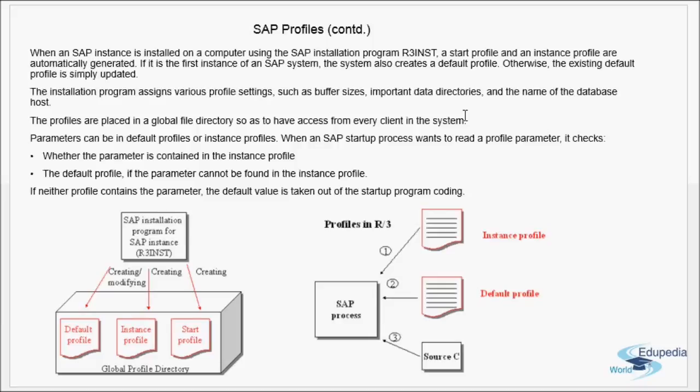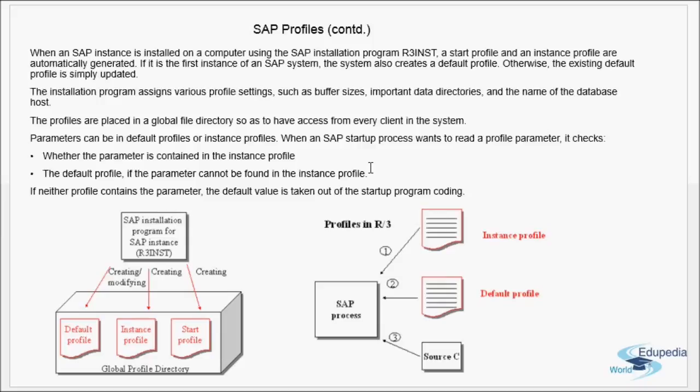While the installation program runs, it assigns various profile settings, the important ones like buffer sizes, important data directories, and the database host names, etc. The profiles are placed in a global file directory so as to have access from every client in the system. That's what the profile is. This profile directory is shared. Parameters can be in default profiles or instance profiles.